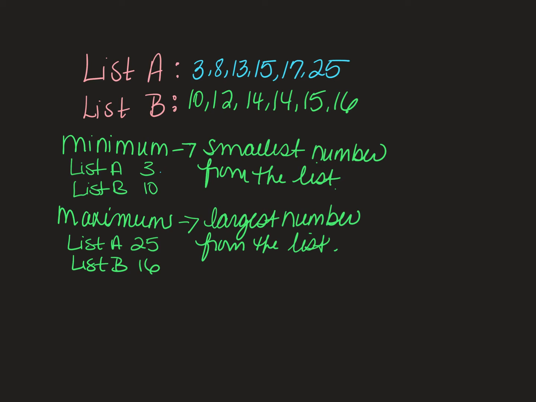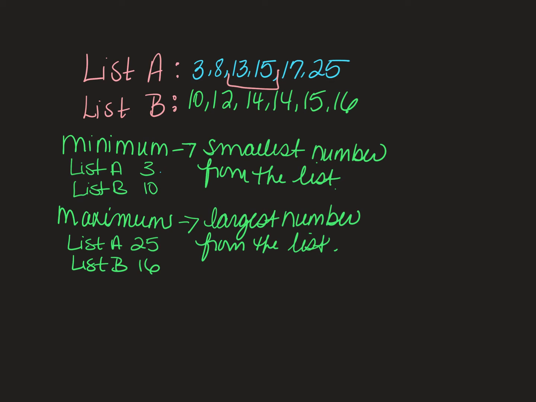How do we find the median? Well, in this case, how many numbers do we have for list A? We have 6, so we don't have an exact number in the center, right? Right. So, to find the median, you have to find the two middle numbers for list A, which are 13 and 15.